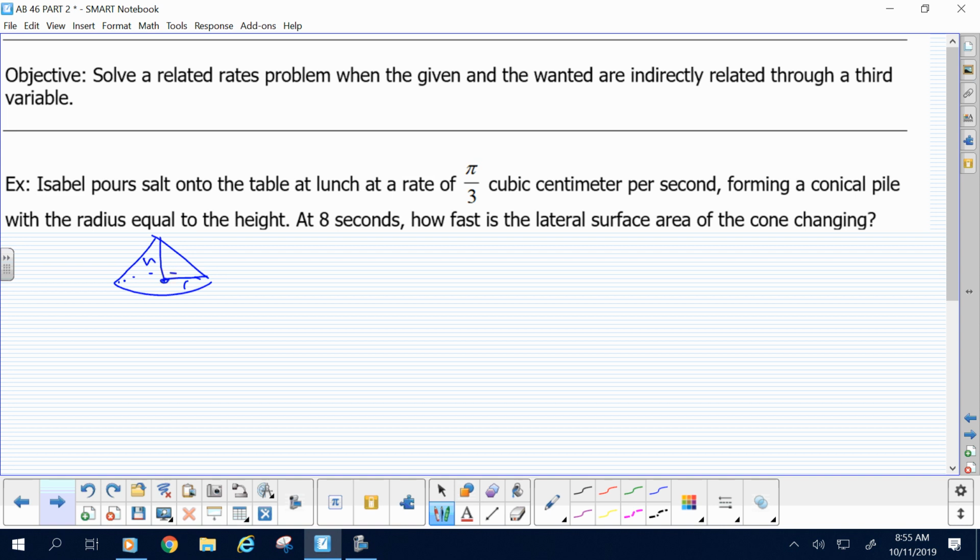Okay, so I've got a picture. The lateral surface area is something else entirely, and I've got some givens. So I think I understand my variables. Let's start with the givens. Do you want to give us a go on your own?